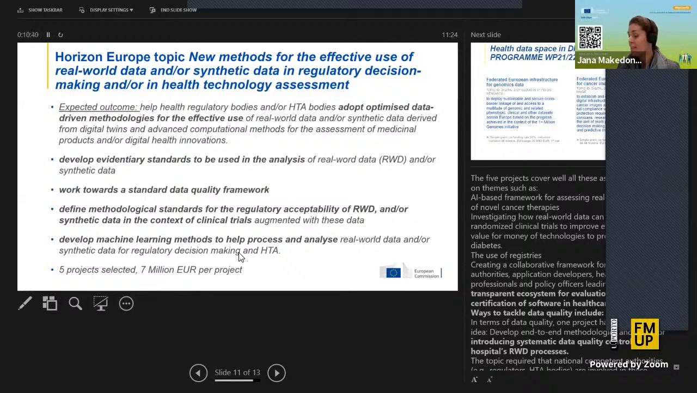So all of these topics include national competent authorities in one way or another. This was a requirement of the topic, and several of them intend to have a close dialogue with the EMA and with the Darwin EU that we heard about. So these projects are starting in January 23. And with this, I would like to thank you.